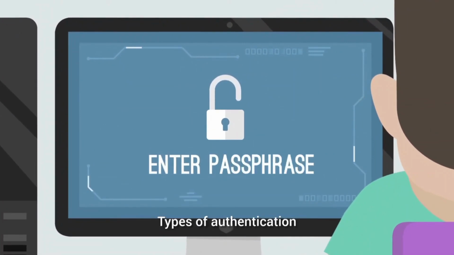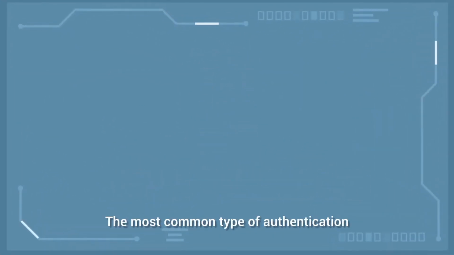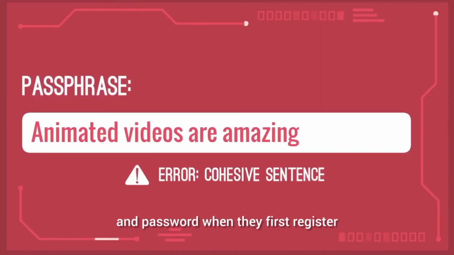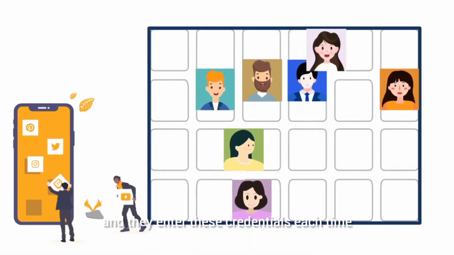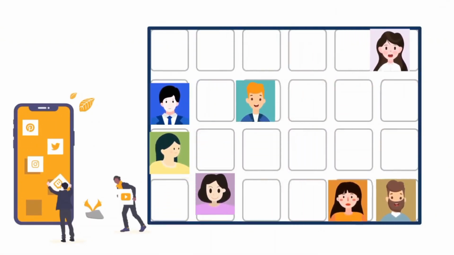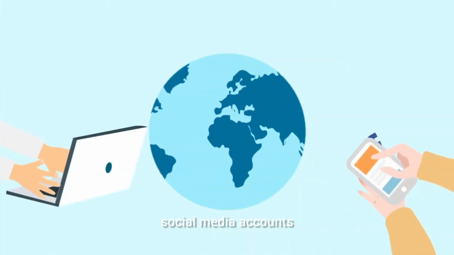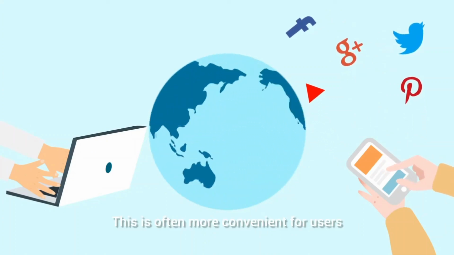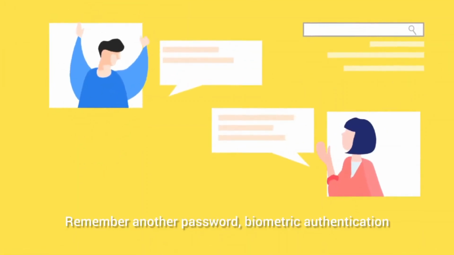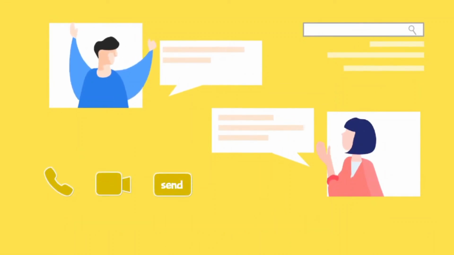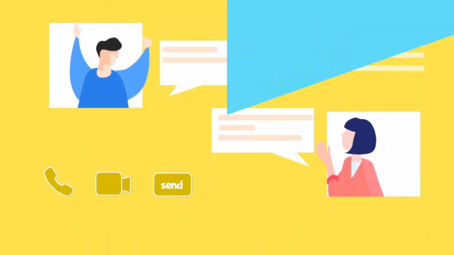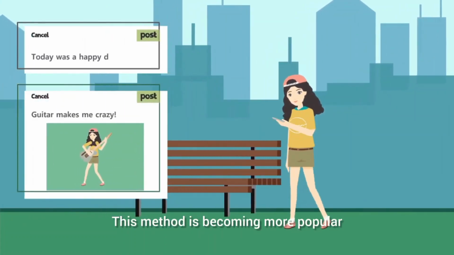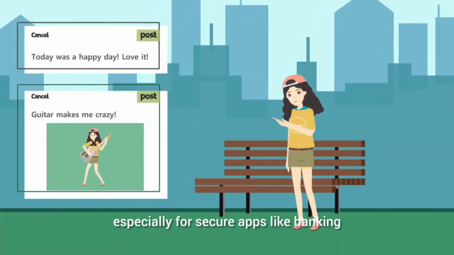Types of authentication: username and password. The most common type of authentication. Users create a username and password when they first register, and they enter these credentials each time they log in. Social media login. Some apps allow users to log in using their social media accounts, like Facebook or Google. This is often more convenient for users because they don't have to remember another password. Biometric authentication. Some apps use fingerprints, facial recognition, or other biometric data to authenticate users. This method is becoming more popular, especially for secure apps like banking.